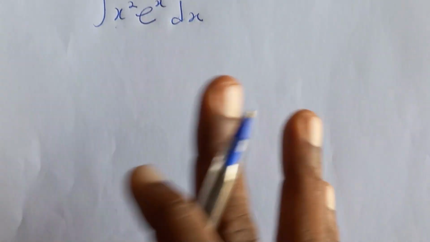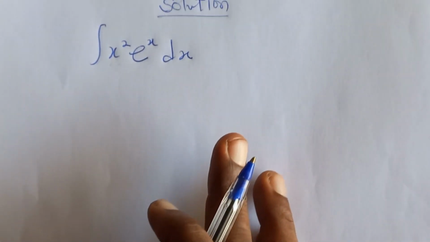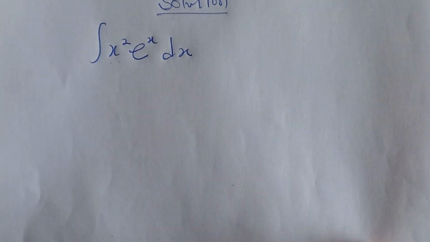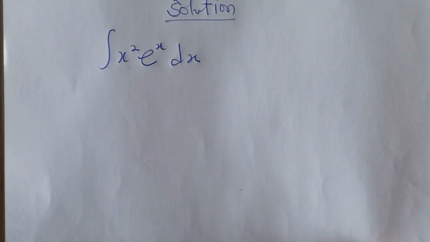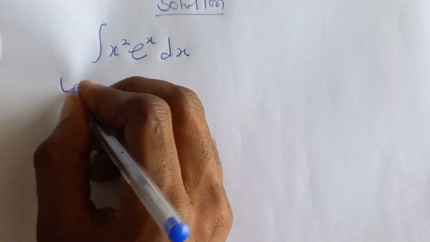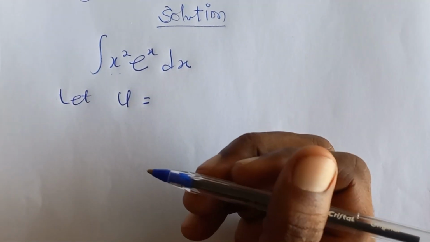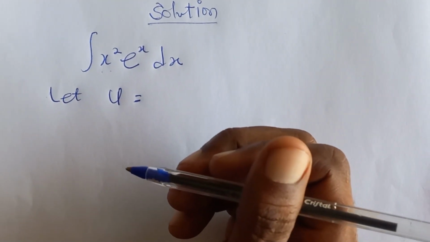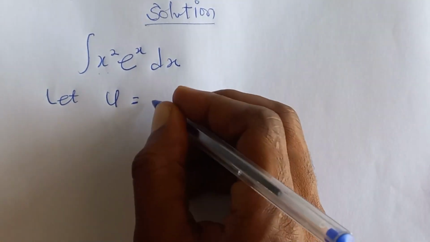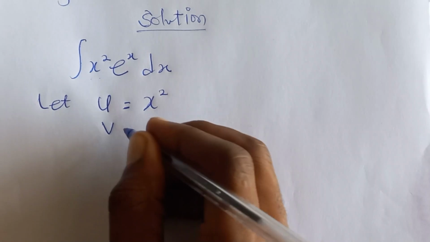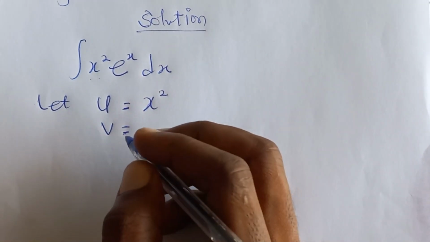So today I'm going to show you the simplest method, or let's say the shortcut, to get the answer. Okay, so let's start. First of all, let's represent some terms with alphabets. We can say let u be the term that will be easy to differentiate, so let it be x squared. Then v to be the one that we can easily integrate.